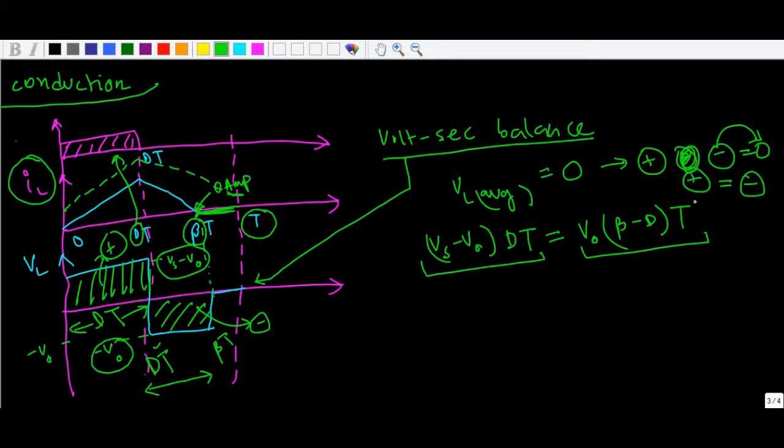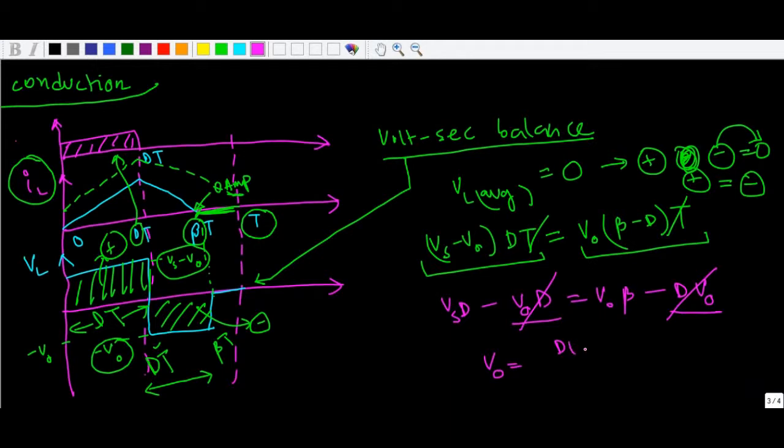Now if we simplify this equation, T cancels out from both sides, and we have Vs into D minus V output into D equals V output into beta minus D into V output. So from both sides, we see that this term is the same, so it gets cancelled out. So we will get V output equals D Vs by beta, and beta is less than 1. So this is a less than 1 term in the denominator. So this is actually the output voltage in a buck converter under discontinuous conduction mode, and we see that this voltage is more than this D Vs term.